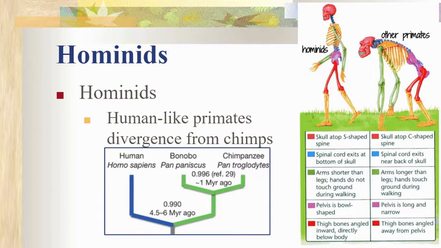For hominids, the arms are shorter than the legs. The hands don't touch the ground during walking, where other primates, their arms are longer than their legs, and the hands do touch the ground during walking because they're walking on all fours. Pelvis shape is different. Hominids have a bowl-shaped pelvis, while other primates have a more long and narrow pelvis. And hominids have thigh bones that are angled inward directly below the body, and other primates have thigh bones angled away from the pelvis.